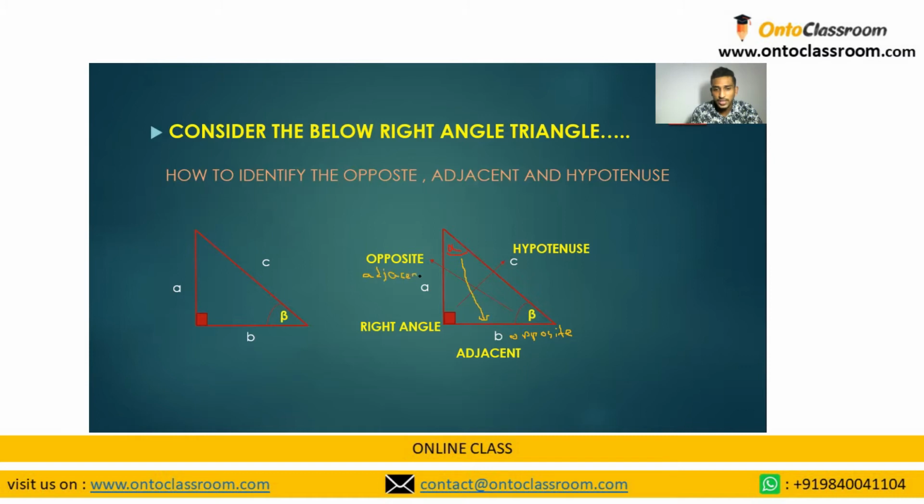So now you can see either you choose angle alpha or beta, the hypotenuse will not change. It will always be the opposite of the right angle, that would be C in this case. Either you choose alpha or beta, the hypotenuse side, which is C, isn't changed. So now you have a clear idea about how to choose the opposite, adjacent, and hypotenuse sides of a right angle triangle. So let's move on to the next slide.